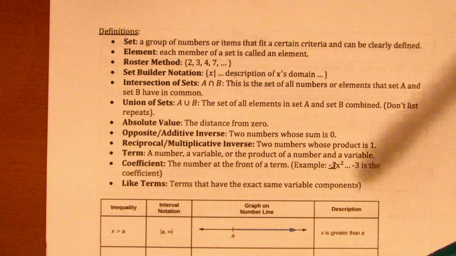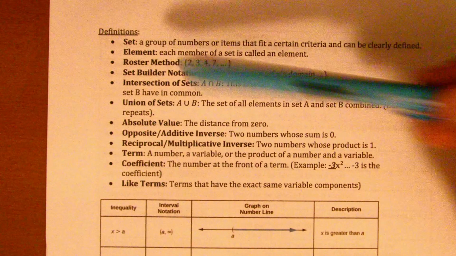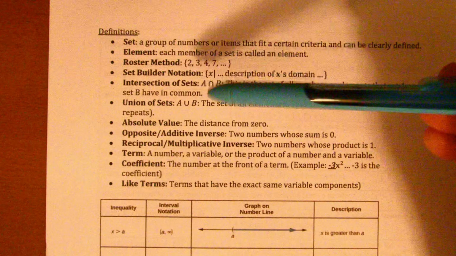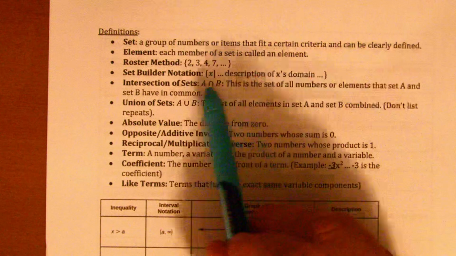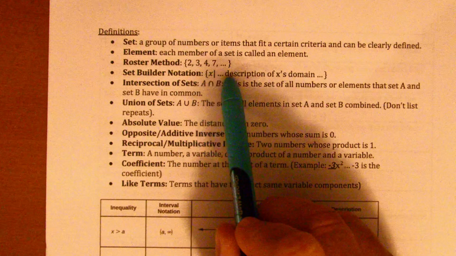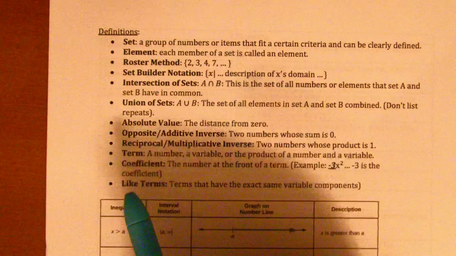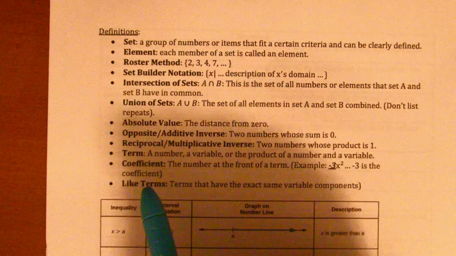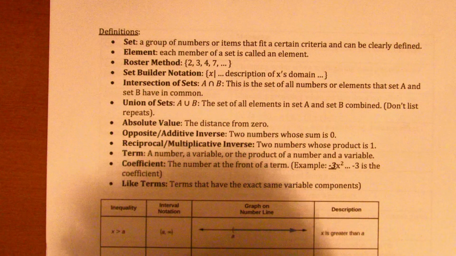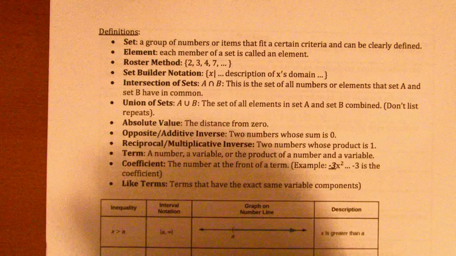We can list out a set of numbers using what's called roster method. That's just listing them out. Set builder notation looks like this, and the way you would read this is x, and this line right here means such that, and then a description of x. And we will also look at what is called interval notation, and we'll talk about that in just a second lower on this page.